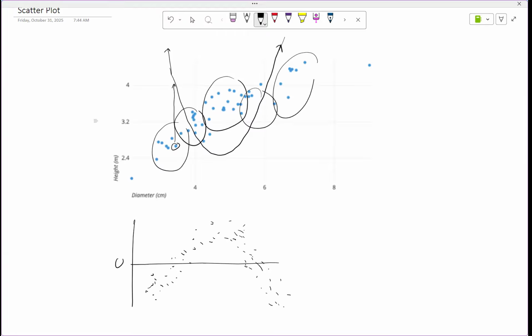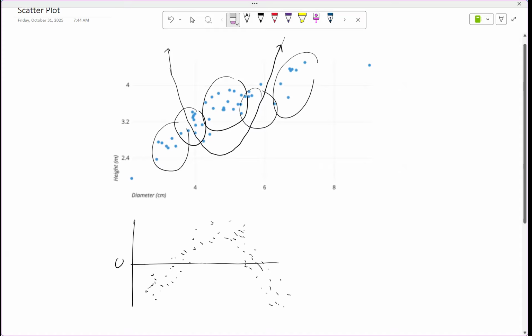Max asks: for it to be appropriate, does it need to just follow the 0 line? Good question. What do you think? I say yes. It just has to be around 0 with no sort of pattern. Like here, there's definitely some sort of pattern happening. There's an area where it's below, another area that's above, and another area that's below.